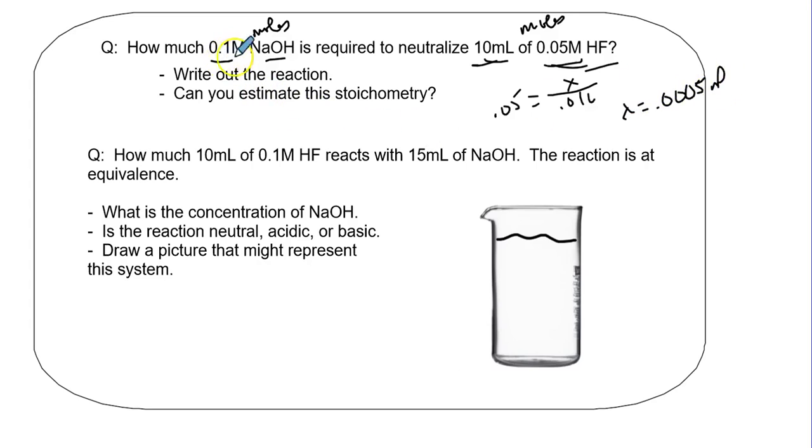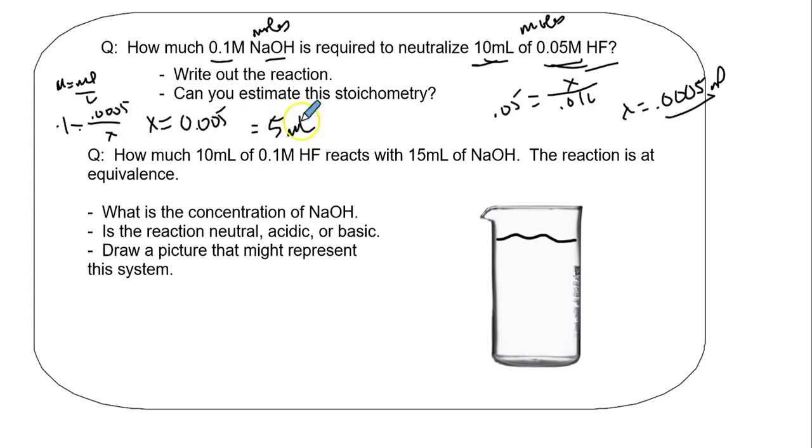And of course I have that concentration. So what volume would I require to get this number of moles with that concentration? Molarity equals moles per liter. So 0.1 equals 0.0005 over the volume. Solve for the volume, divide it out, and you get 0.005, which drops down by a factor of 10. So 0.005 liters, which of course is 5 milliliters.